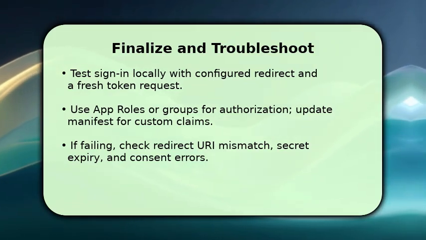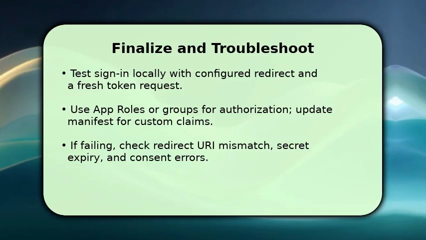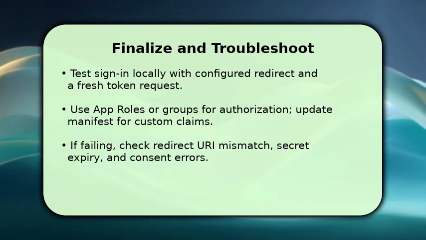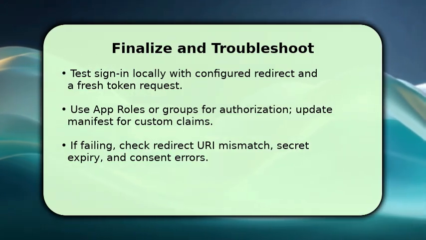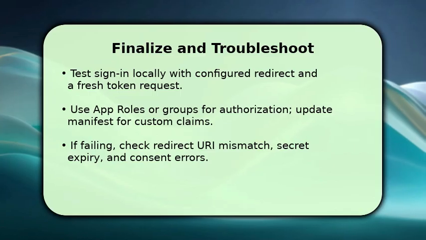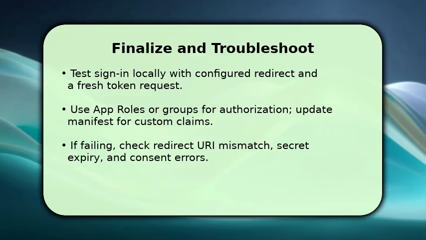Make sure tokens include required scopes. If not, adjust API permissions and reconsent. Configure app roles or scopes for authorization, and if needed, edit the manifest for advanced claims.